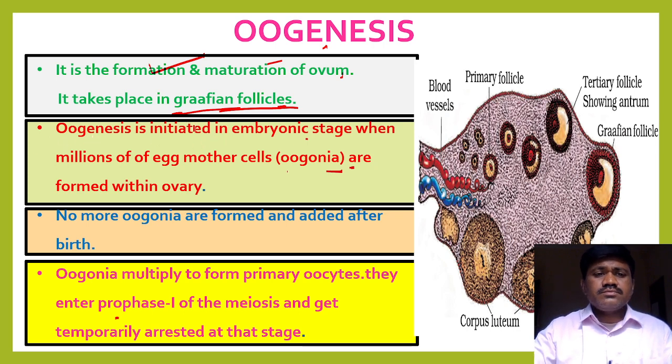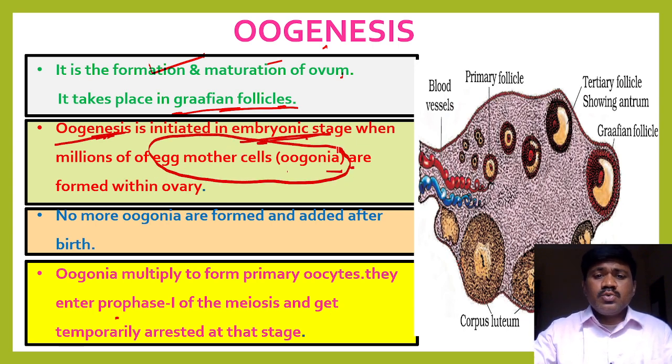Generally, this egg cell formation process is initiated in the embryonic stages only. Millions of egg mother cells or oogonia are present in the ovary at the time of the embryo. In the embryonic stage only, egg mother cells or oogonia are formed in the female embryo ovary. No more oogonia are formed or added after birth.